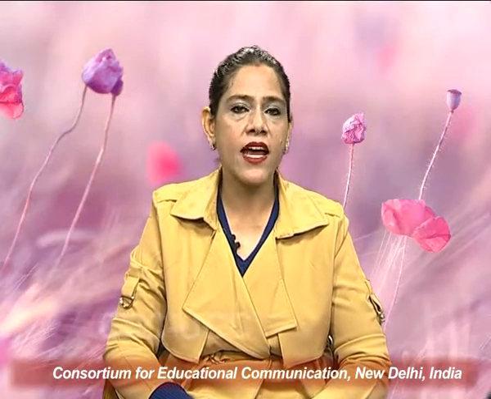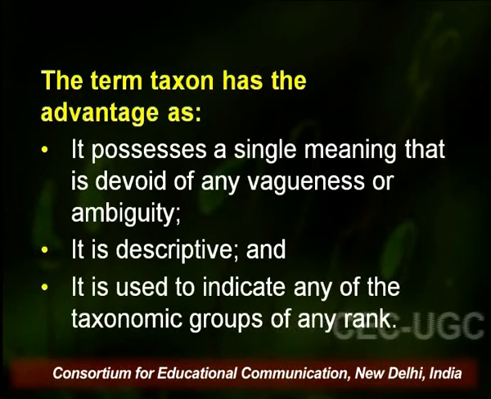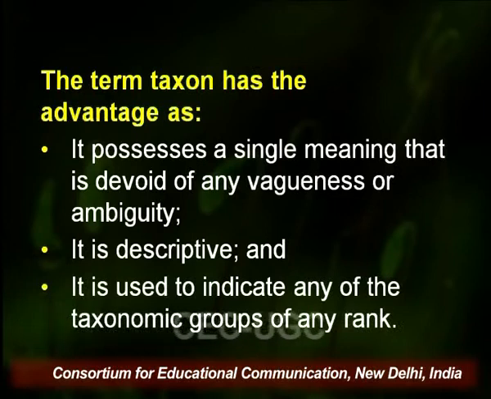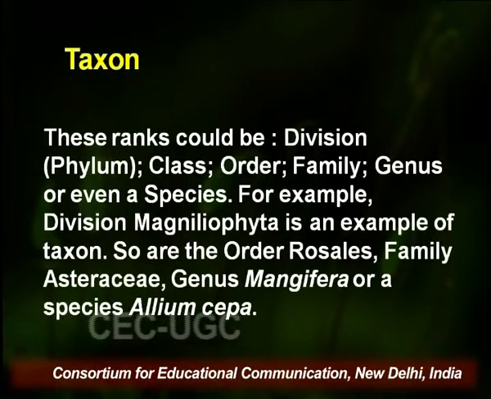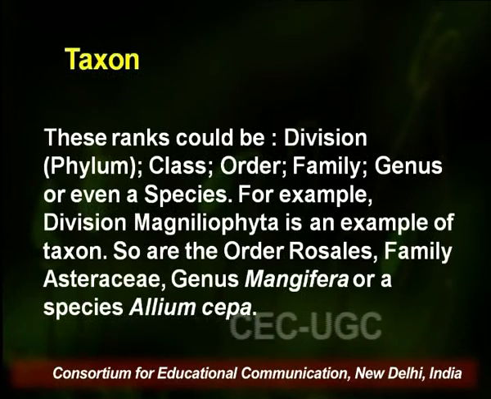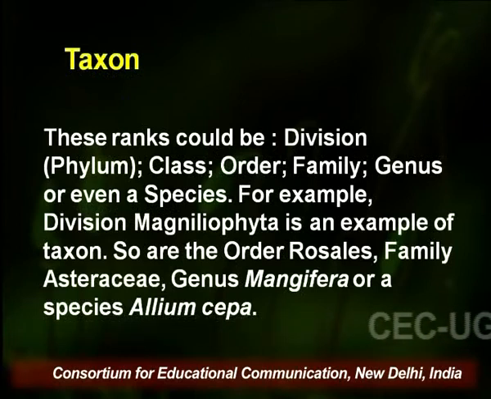The term taxon has many advantages. I will quickly tell and discuss them. It possesses a single meaning that is devoid of any vagueness or ambiguity. It is descriptive. It is used to indicate any of the taxonomic groups of any rank. These ranks could be division, class, order, family, genus, or even a species.